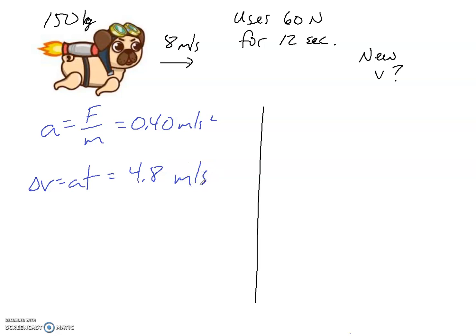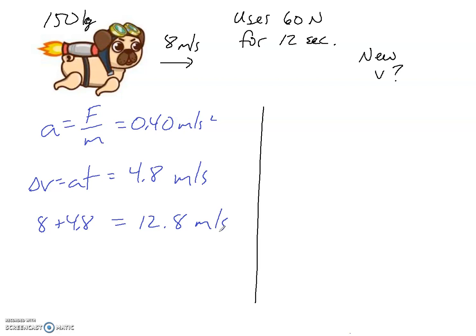Well, now it's pretty straightforward. The dog started at 8 meters per second, so we have the 8 meters per second right there. It changed by 4.8, he's going faster, so all we have to do is add the two together. Starting with the 8, we add the 4.8 to it, and we get a final speed of 12.8 meters per second. And then you could find the average speed to find the distance and all that kind of stuff too if you want to. It doesn't make any difference, but that is how you could find the new speed using basic F equals ma VAT type stuff.